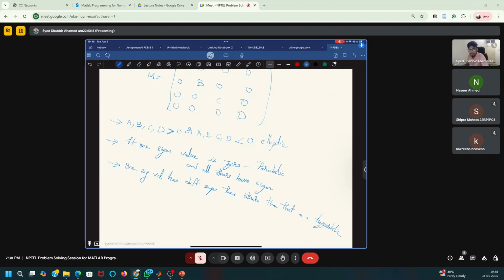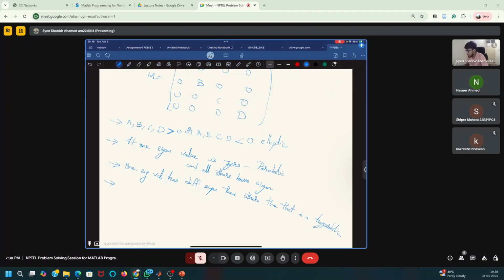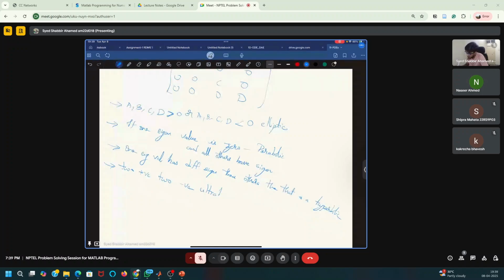Hyperbolic. So if you have two positive and two negative, then that is ultra hyperbolic. I don't know what it is. Ultra hyperbolic. So this is the classification.